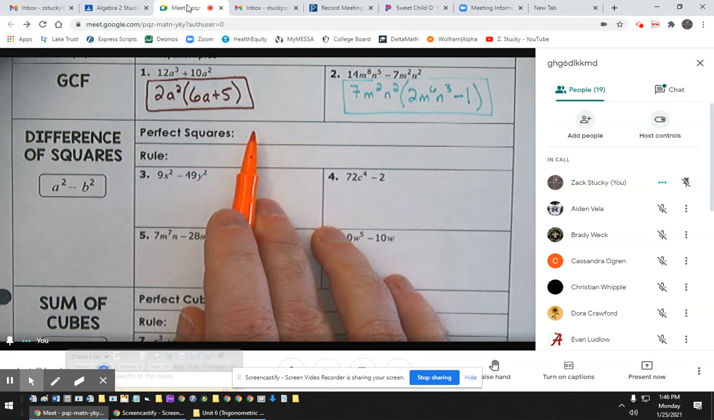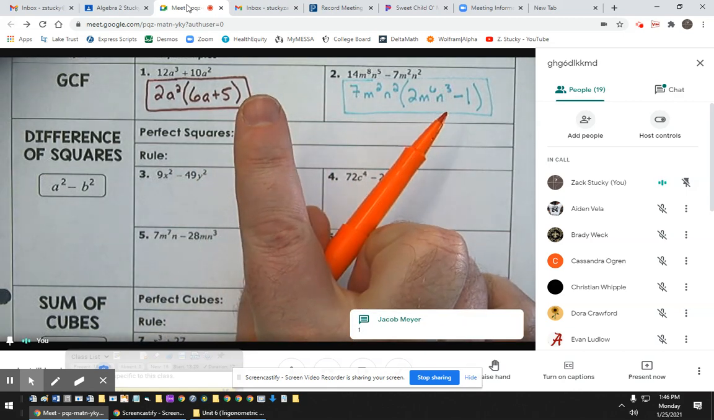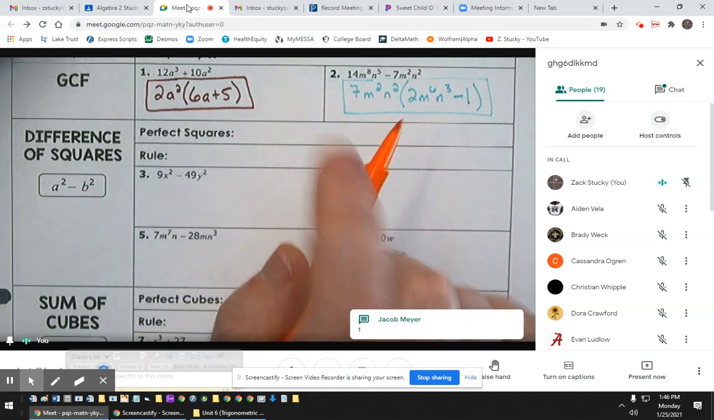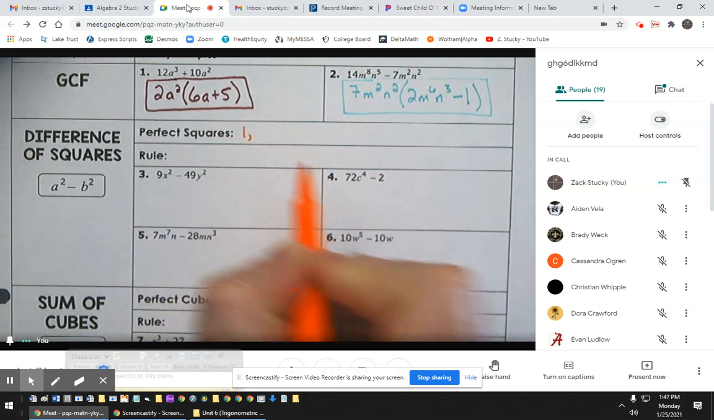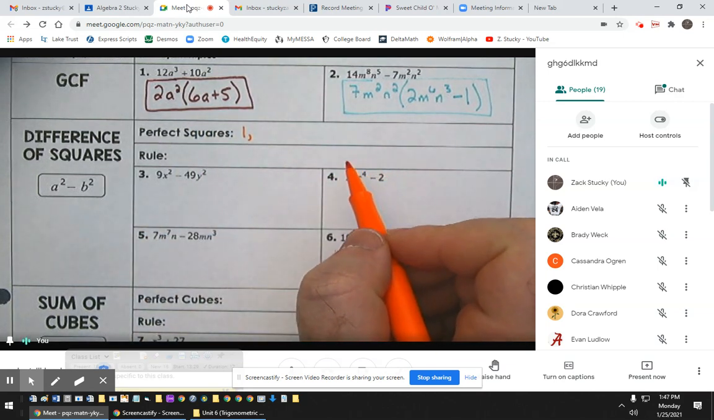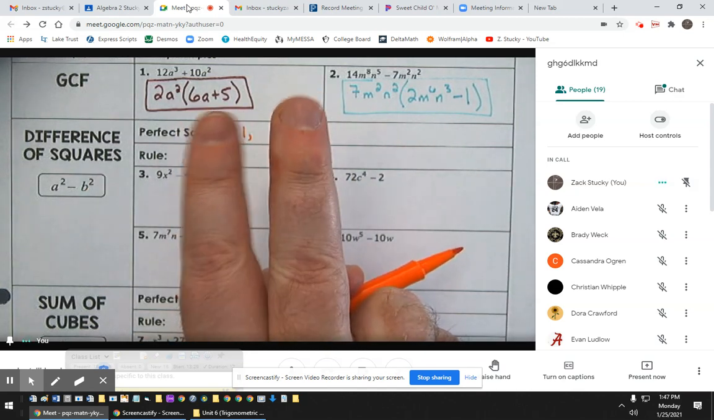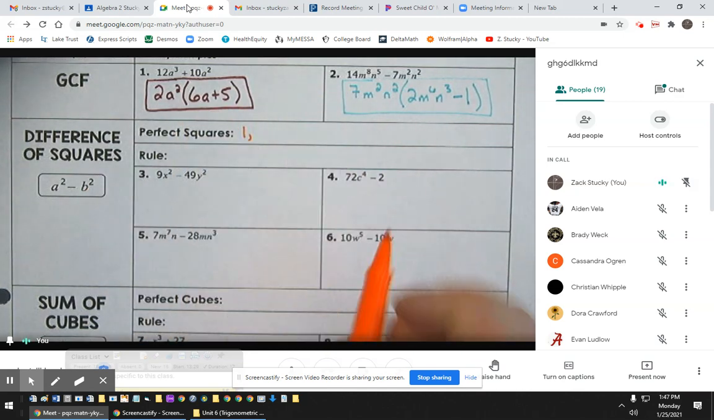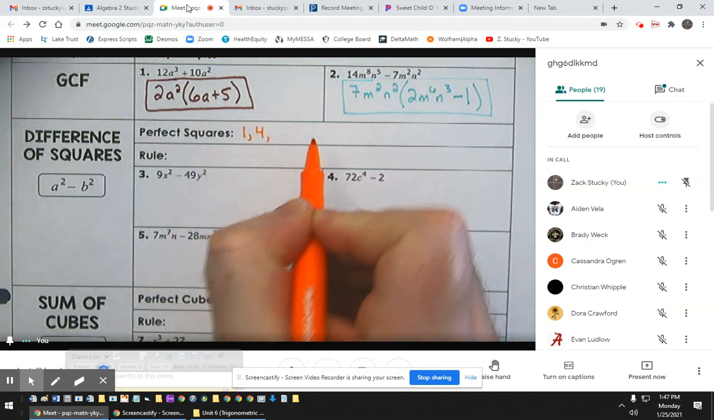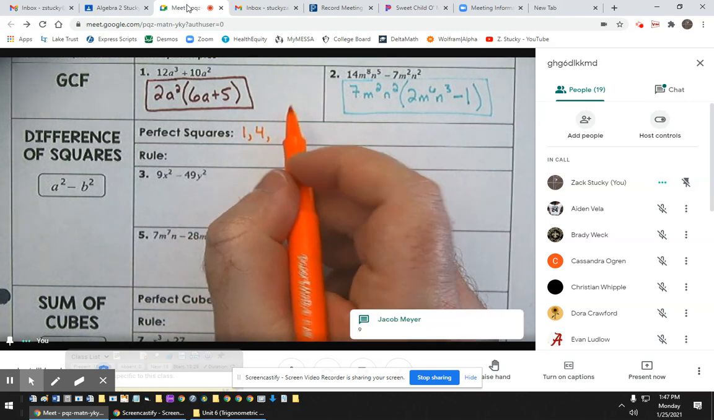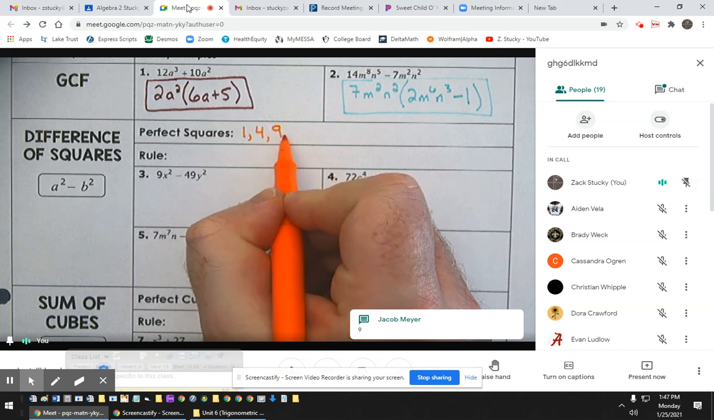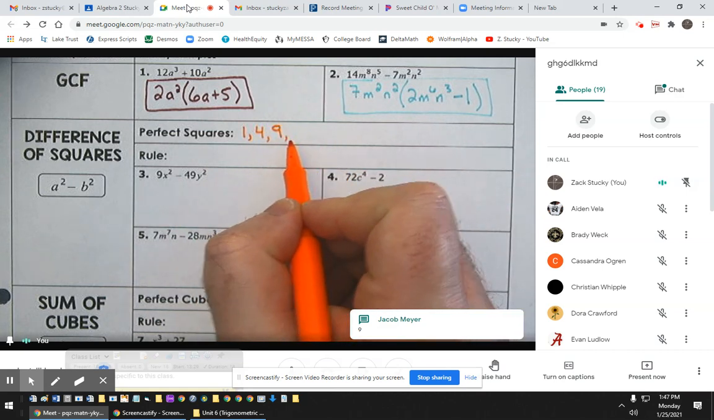Huh? 2? 1? I hear a bunch of different answers. Why is it 1? The first perfect square is 1 times 1, which is 1. Who is the second perfect square? 4. The second perfect square, 2 times 2, is 4. Who is the third perfect square? 9, because third is 3 times 3 is 9.